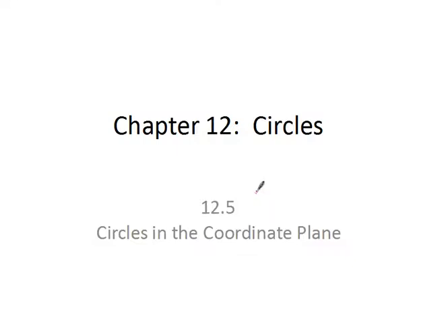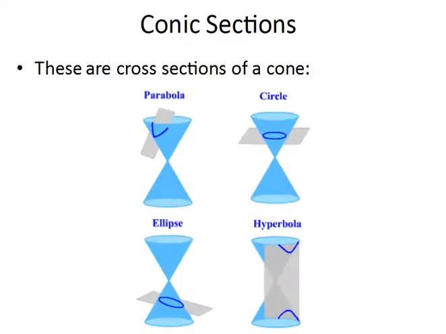12.5 circles in the coordinate plane. This is the last section of geometry for the year. So here's how this works. If you take a cone and you cut it with a plane and make what's called a cross section, there's 4 conic sections that come out of this. A circle just happens to be one of them.